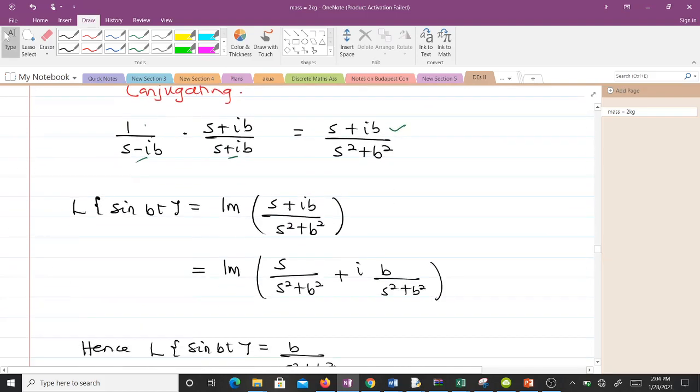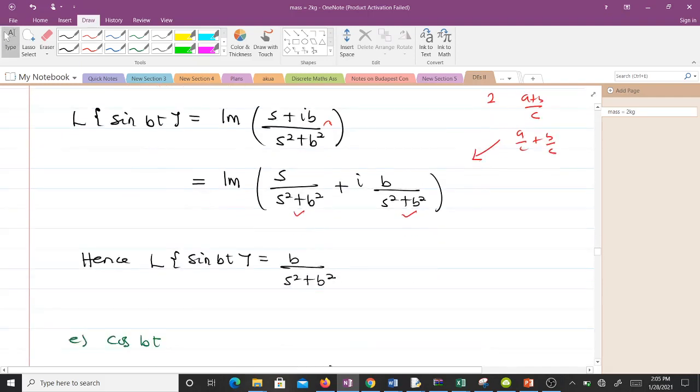So know that the Laplace of sine bt is equal to the imaginary part of what we have here. So that means you have to separate this. We can write this into the real part and the imaginary part. This is the real part, and this is the imaginary part from what we have here. Just like how when you have a plus b over c, you can write it as a over c plus b over c. That's the same concept we used here. So now you can see that the imaginary part is this. So the Laplace of sine bt is equal to b over what? s squared plus b squared. Finished. Right?